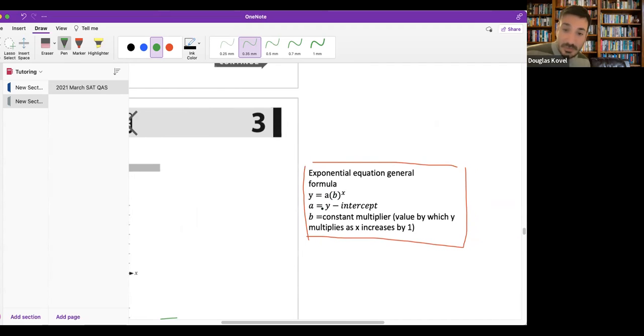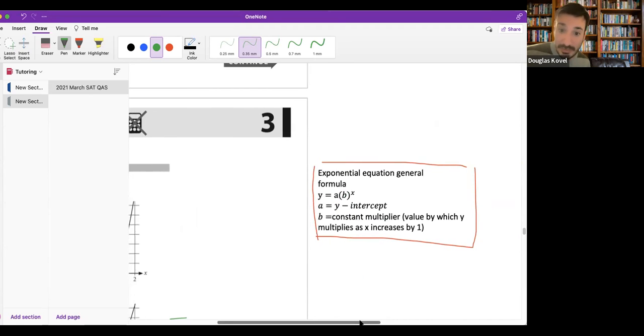So a represents the y-intercept, which is the value of y when x is 0. And then b is a constant multiplier. That's the value by which y gets multiplied as x increases by 1. So for example, if b were 4, that means you're quadrupling as x goes up by 1. If it were 3, you would be tripling. If it's 2, you'd be doubling.